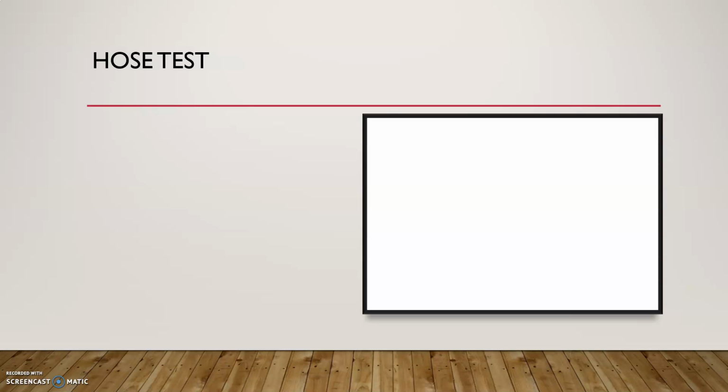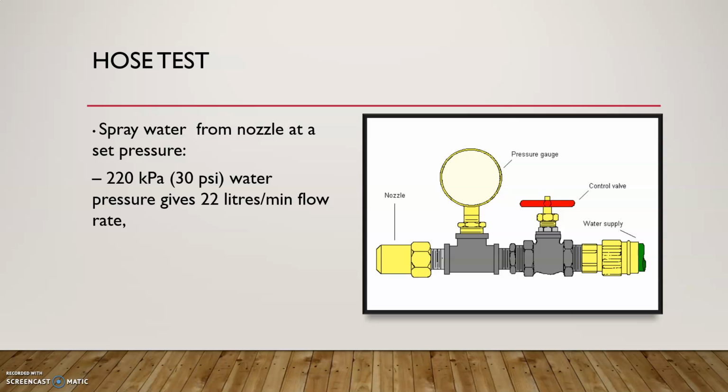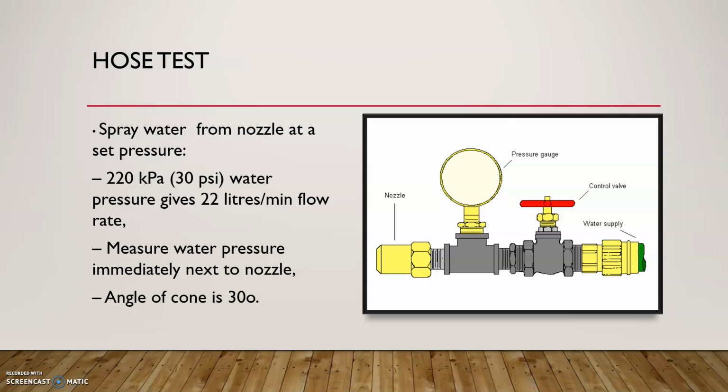Okay, so now we're going to look at the hose test. You can see in the picture: the nozzle, the pressure gauge, the control valve and the water supply. That's all you need for the on-site hose test. Now, spray water from the nozzle at a set pressure, which is usually 220 kilopascal or 30 psi water pressure, giving a 22 liters per minute flow rate. You can measure water pressure immediately next to the nozzle, and the angle of the nozzle should be 30 degrees.